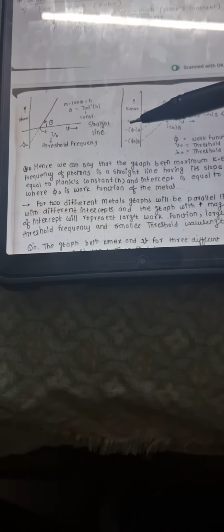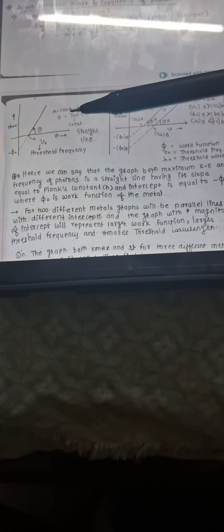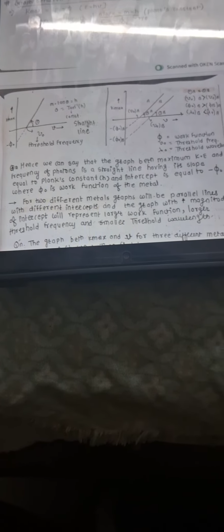Now is the question, the graph between kmax and frequency of photon. So kmax is E minus phi naught, and we can say that E is equal to h into nu. So that is again going to be a straight line, just like this. And here tan theta is equal to h, which is constant for all.